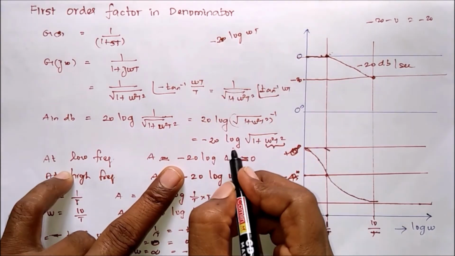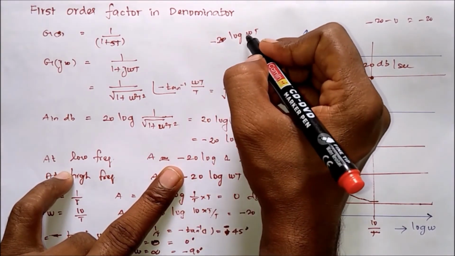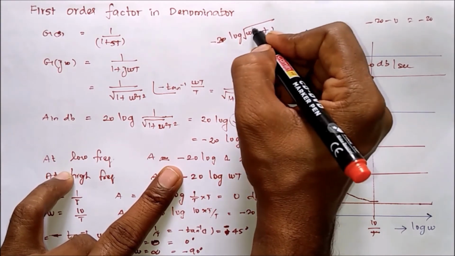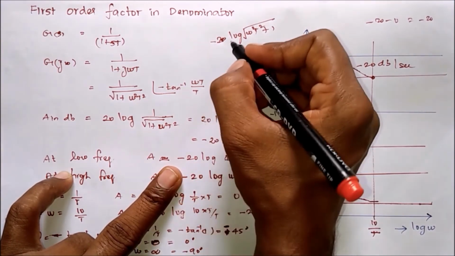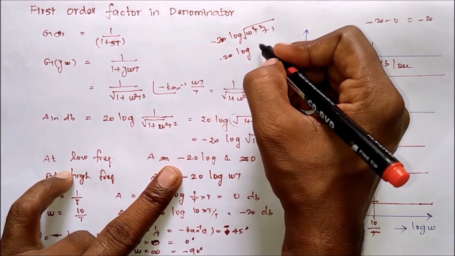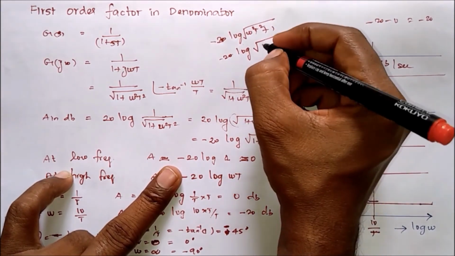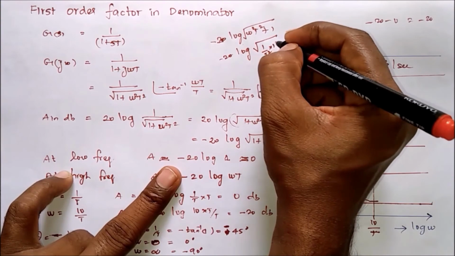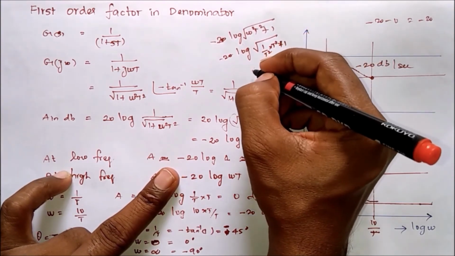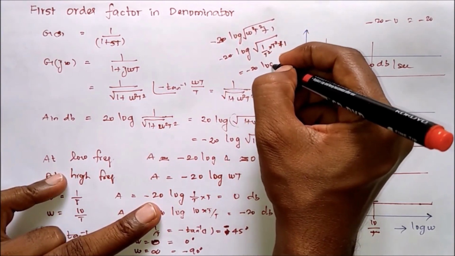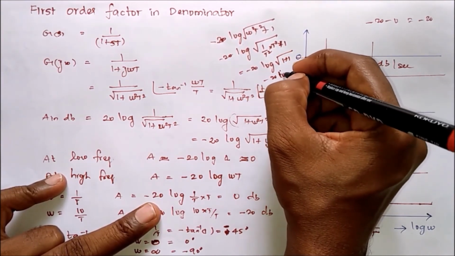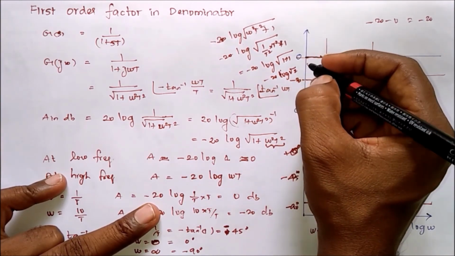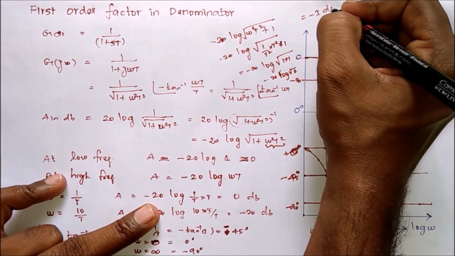So we can consider the exact magnitude is minus 20 log square root of 1 plus omega square t square. So at omega equal to 1 by t, it means at corner frequency both asymptotes are meeting. Therefore we have to substitute omega equal to 1 by t. So 1 by t square, times t square, plus 1. Therefore minus 20 log root of 1 plus 1, minus 20 log root 2. It is nothing but minus 3 decibel.